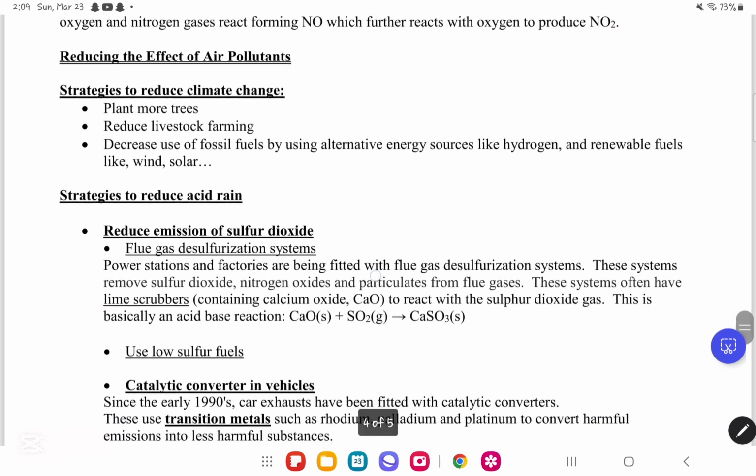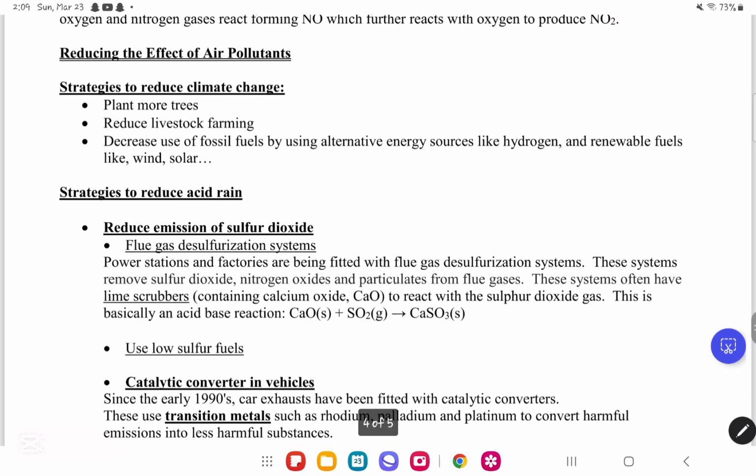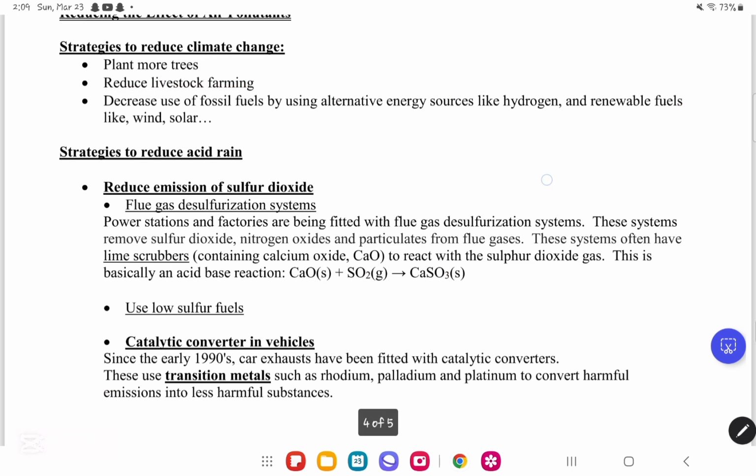We have a strategy. The first way is to plant more trees, because the trees will absorb carbon dioxide and release more oxygen. Then reduce livestock farming, because livestock release methane. Methane is a hydrocarbon. And then decrease using fossil fuels by using alternative renewable energy sources such as hydrogen, wind, solar, water. Then strategies to reduce acid rain.